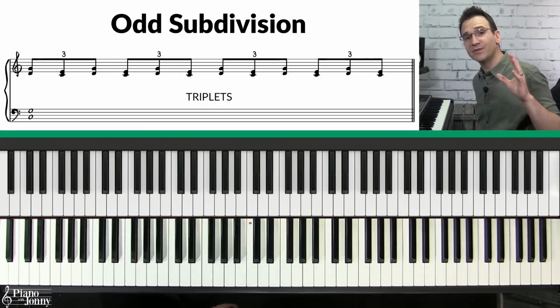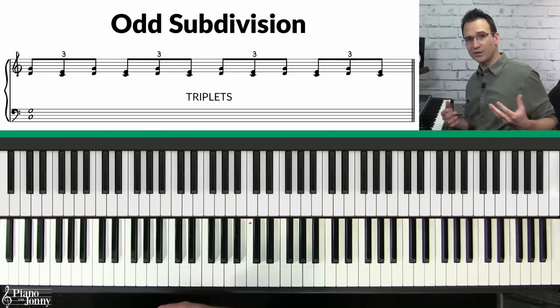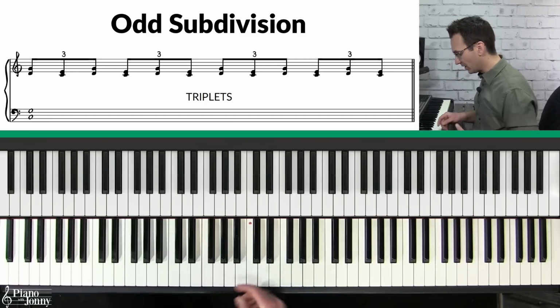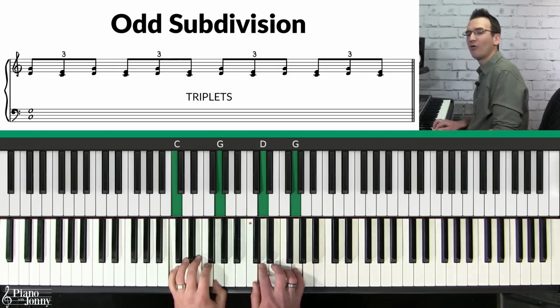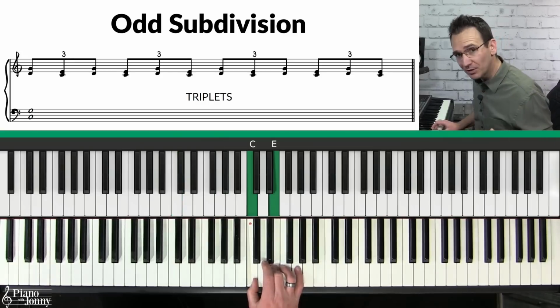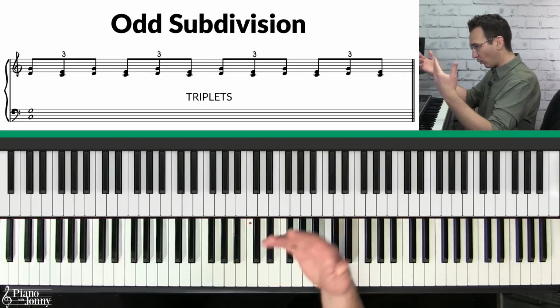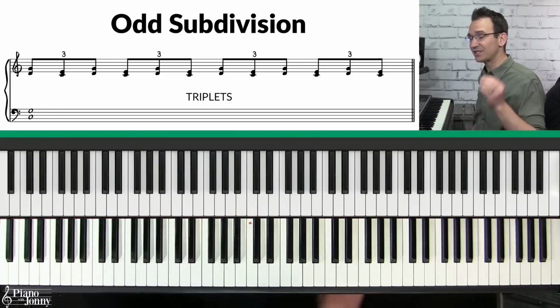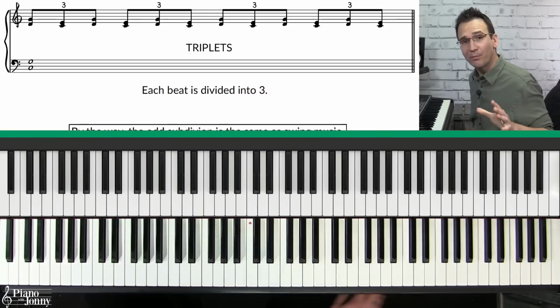The other type of subdivision you're going to have are what are called odd subdivisions. And this is where you divide each beat into 3. So now you have 1, 2, 3, 4. These are called triplets, and I'm basically dividing each beat into 3, and in one measure of music, in this case, we actually have 9 of these different rhythmic points. So this is very important.